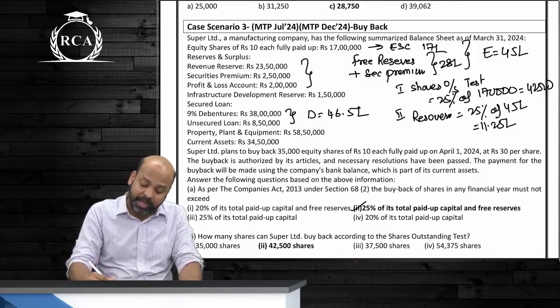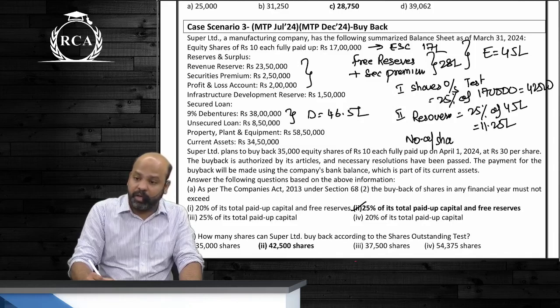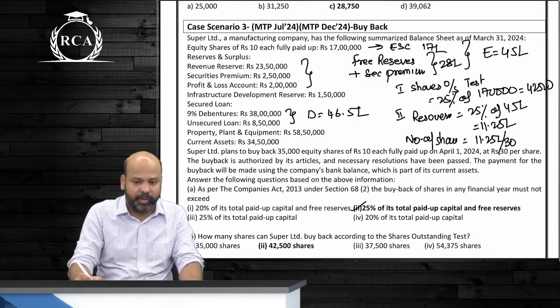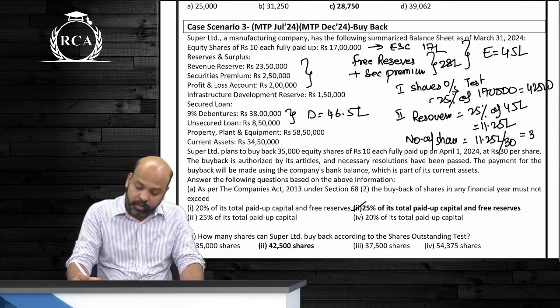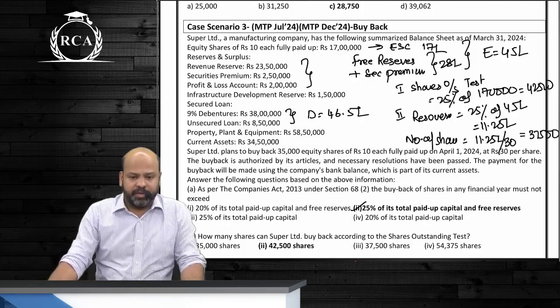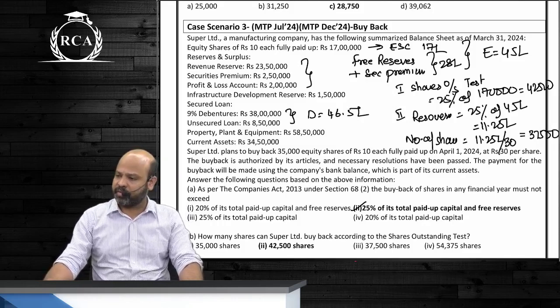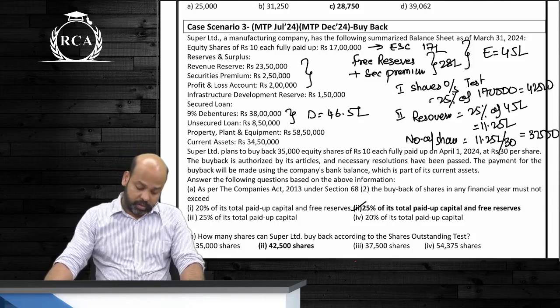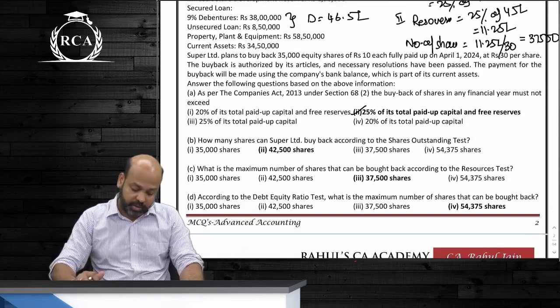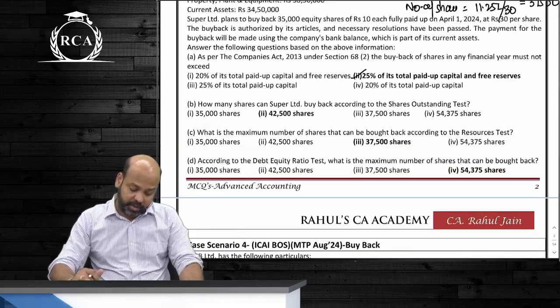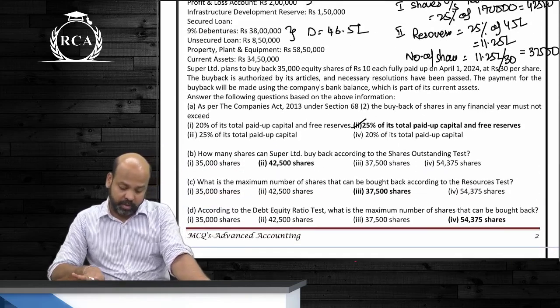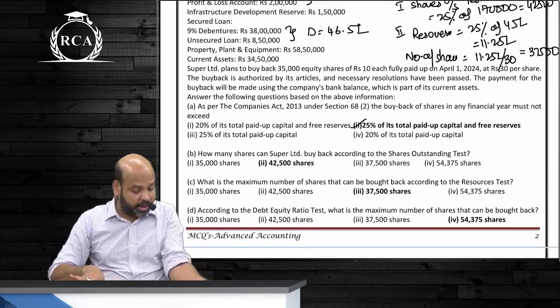At what price are we buying back shares, guys? 30 rupees. So the number of shares as per this condition would be 11,25,000 divided by 30 rupees. How much is that? 37,500 shares. Based on this condition, guys, we can buy back 37,500 shares. As per Condition 1, you will be able to buy back 42,500 shares. Condition 2, that is the resources test, you will be able to buy back 37,500 shares. We still have to compute, guys, according to your debt equity ratio test.